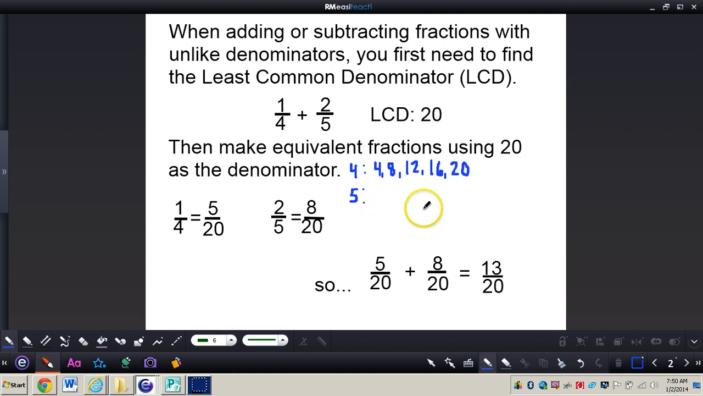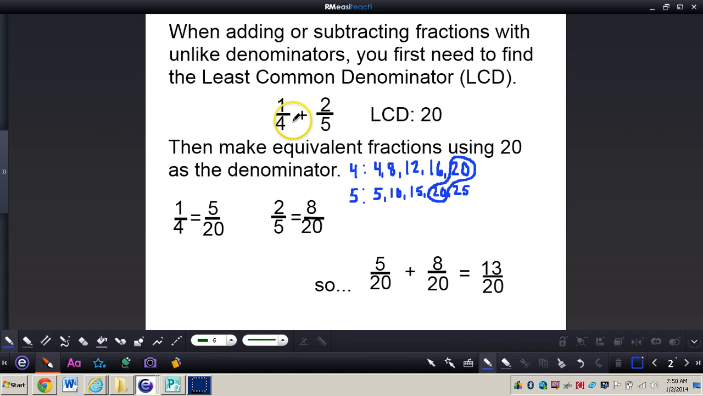And then I'll go to my 5. Sometimes you'll find an LCD, sometimes you'll have to keep going. So 5, we have 5, 10, 15, 20, and then 25. So what I did is I listed my multiples of both denominators, okay? And then from here I'm going to compare my two lists. Now if there's not a common one, we may have to keep going. However, I do see a 20 in my 4 row and a 20 in my 5 row. Okay, so that means my LCD is 20.